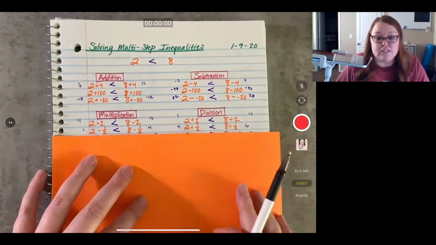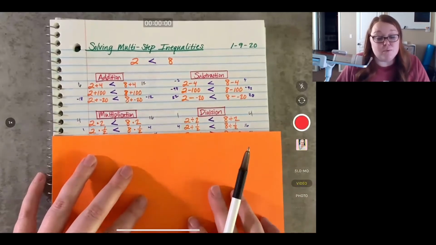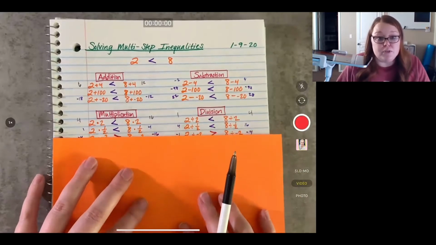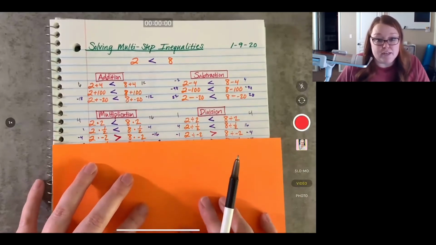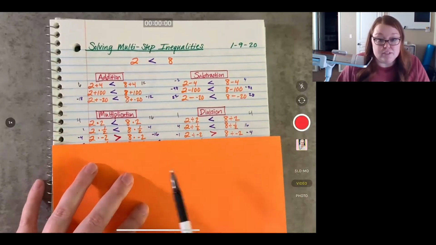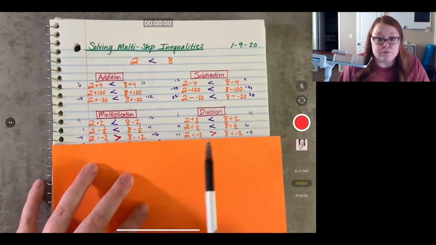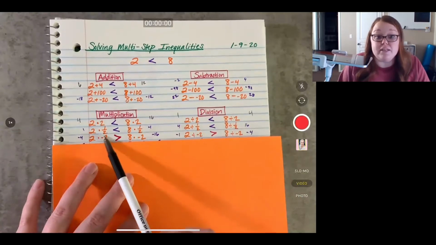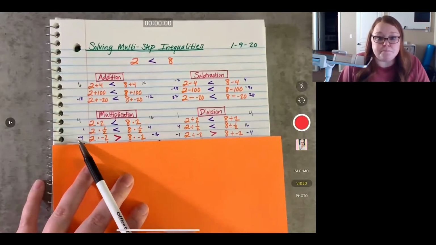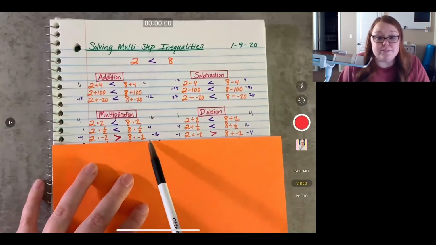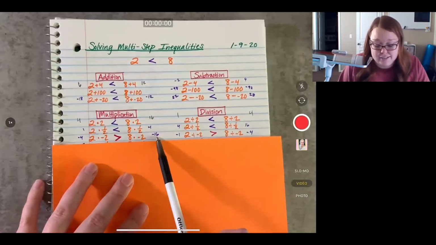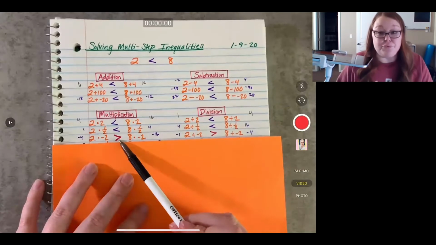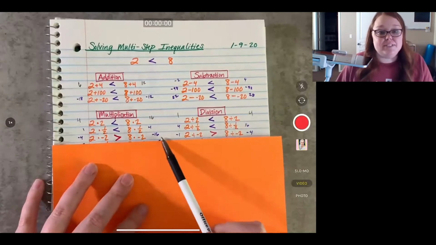4 is less than 16. So then I said, well, let's try a negative. So we multiplied and divided by a negative. Now, you can see the symbol flips, but let's go through and see why. 2 times negative 2, so we multiply by negative 2 on both sides. 2 times negative 2 is negative 4. 8 times negative 2 is negative 16. Negative 4 is actually greater than negative 16.